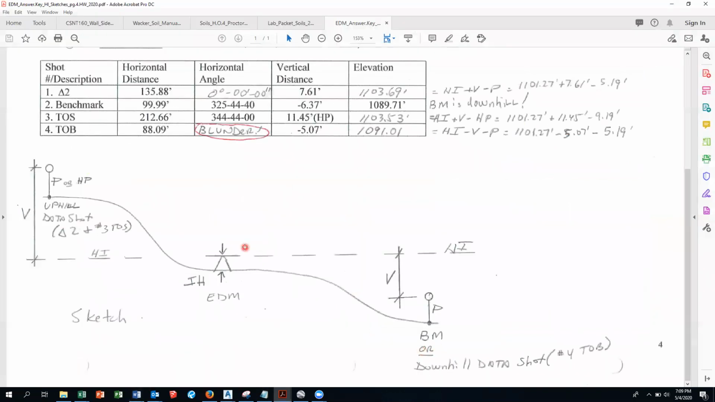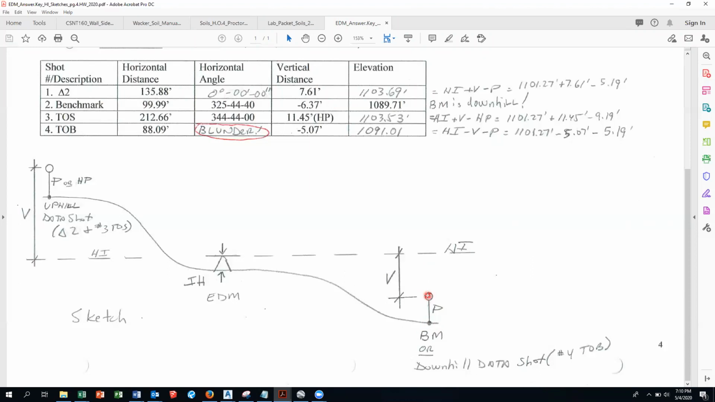So because I'm looking downhill, the way to calculate the HI is it's got to be the benchmark plus the prism height, and it does not say HP, so I use the regular prism height. That gets me from a point of known elevation, the benchmark, plus the prism, plus whatever that reading is. Now, you could say, well, that's a negative V. I know that, but this is just to establish HI.